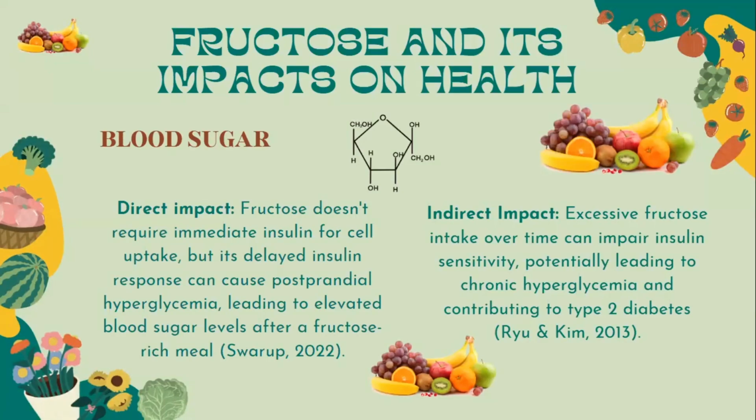So, blood sugar, the direct impact. Fructose doesn't require immediate insulin for cell uptake, but its delayed response can cause post-prandial hypoglycemia, leading to elevated blood sugar levels after a fructose-rich meal. An indirect impact, excessive fructose intake over time can impair insulin sensitivity, potentially leading to chronic hyperglycemia, which is high blood sugar, and contributing to type 2 diabetes.